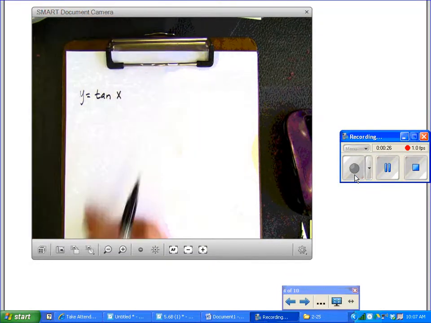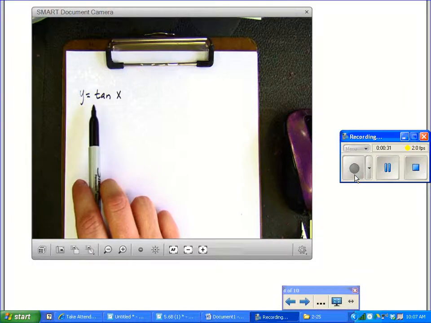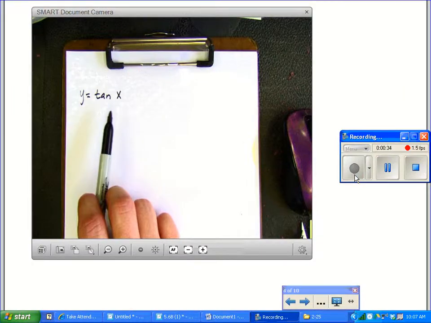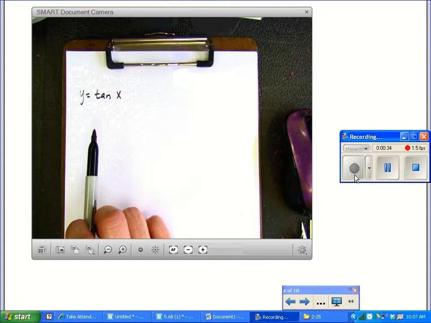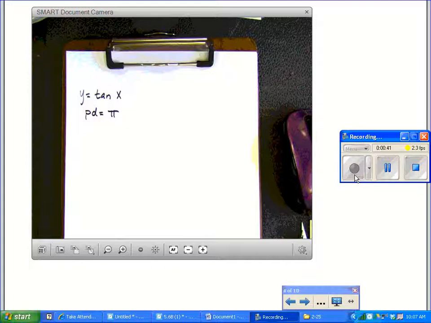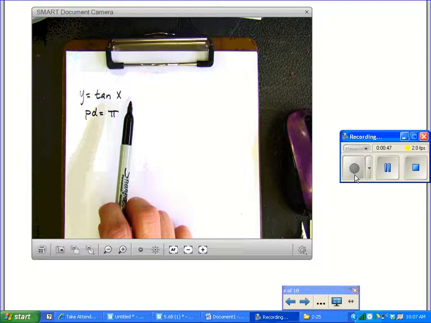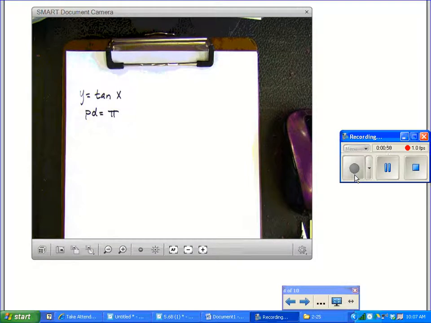Now, one of the things that's going to be different about tangent and cotangent: the standard period here is not going to be 2 pi, but instead the period is just pi. One thing we do differently for tangent, even from cotangent, is we offset it a little bit.